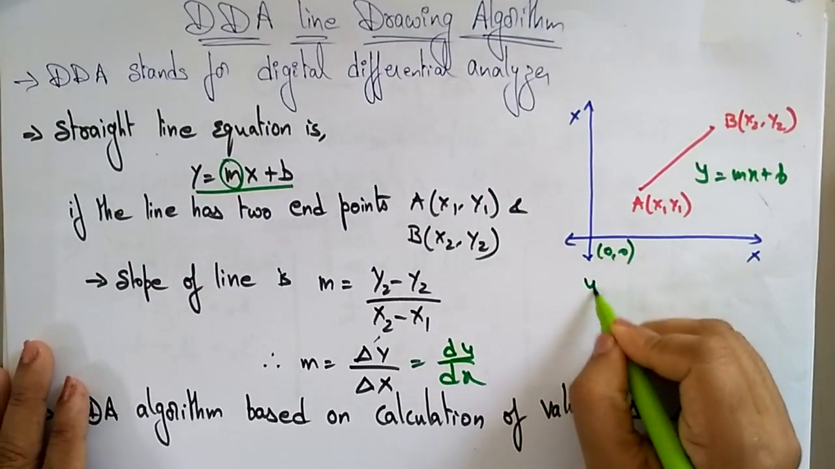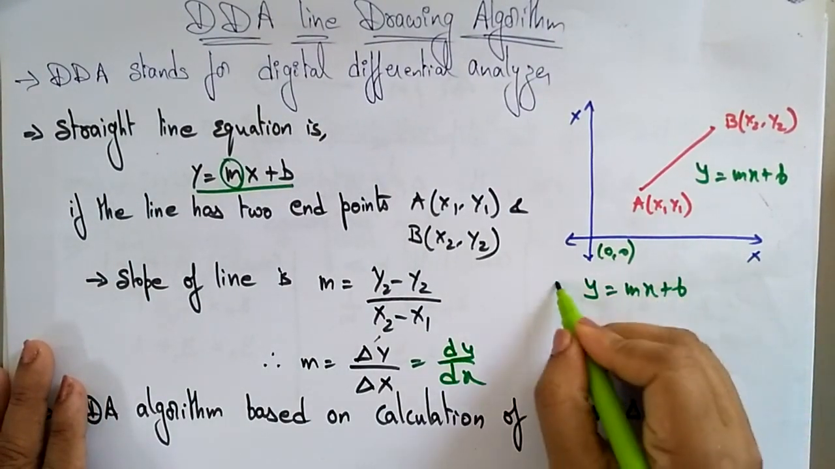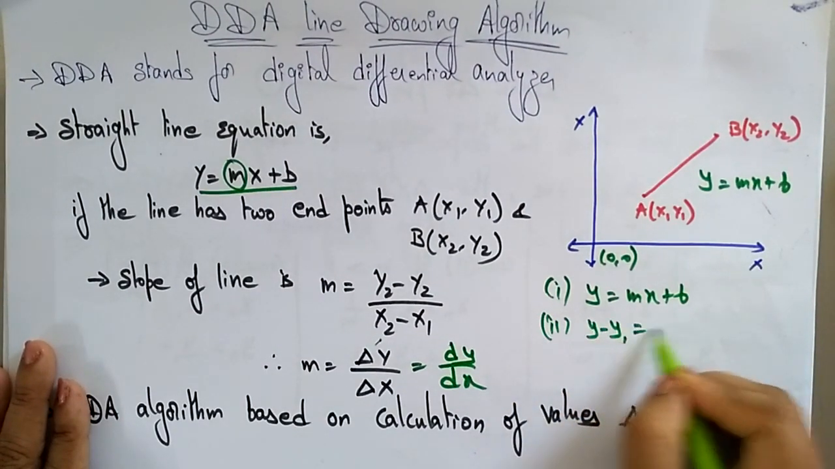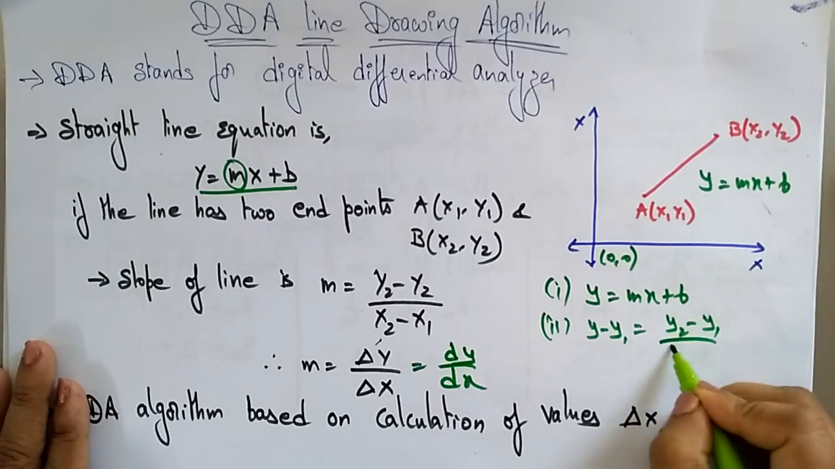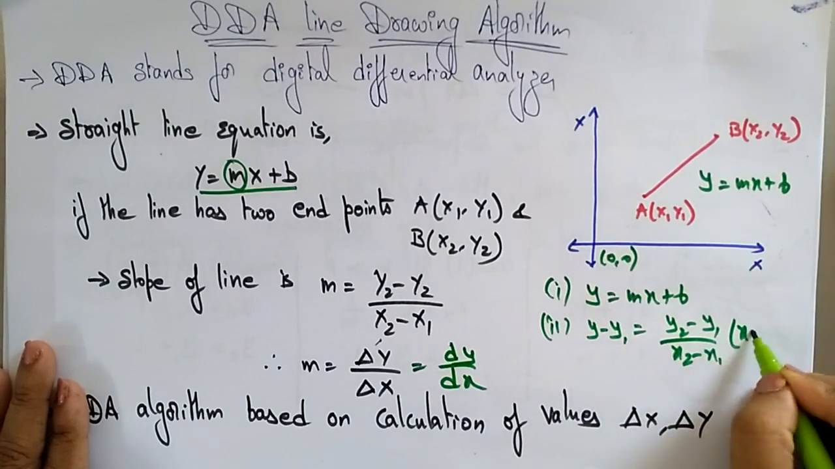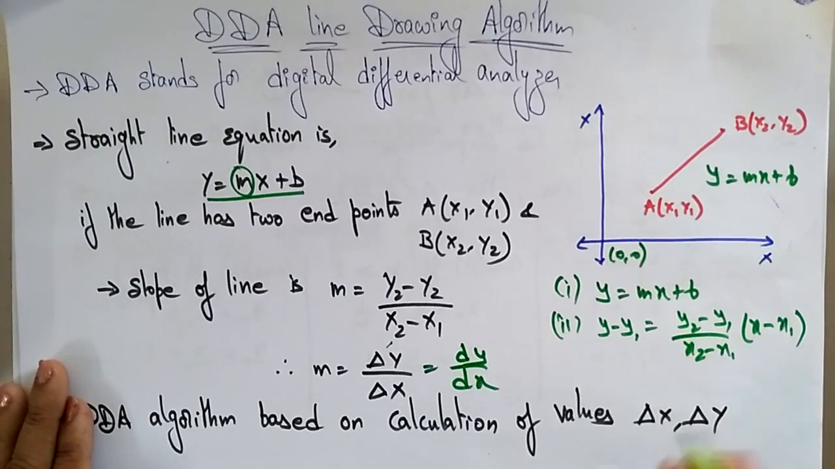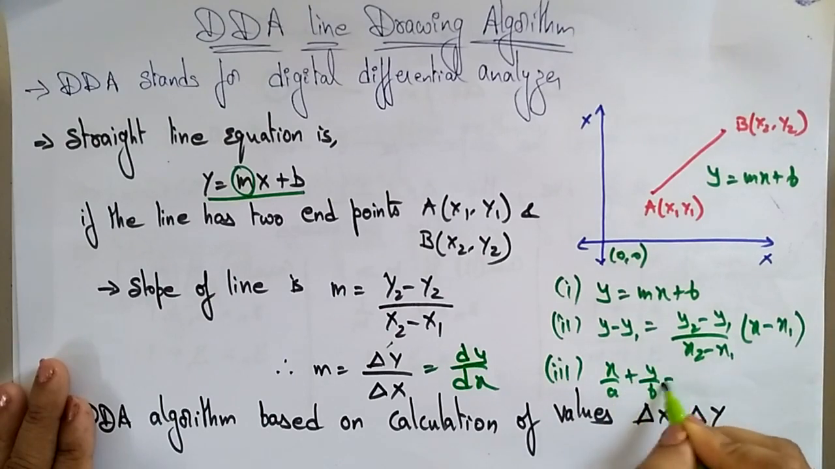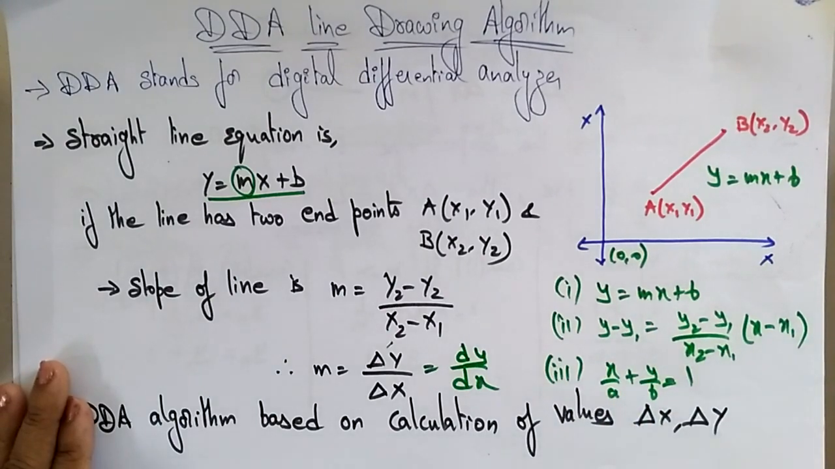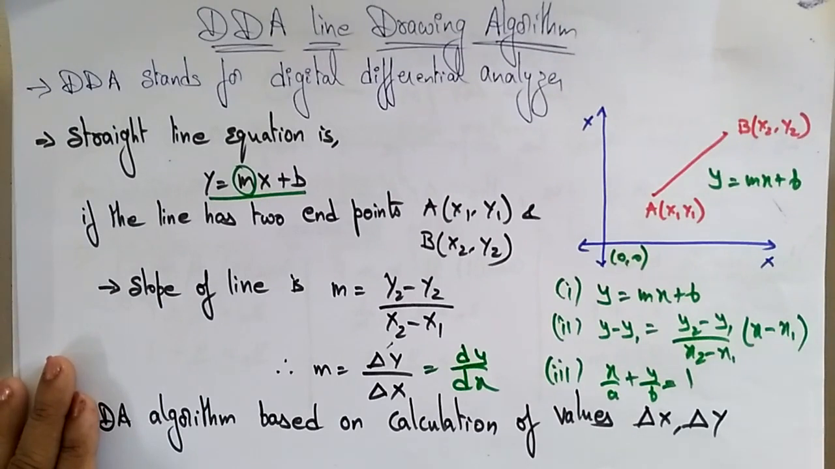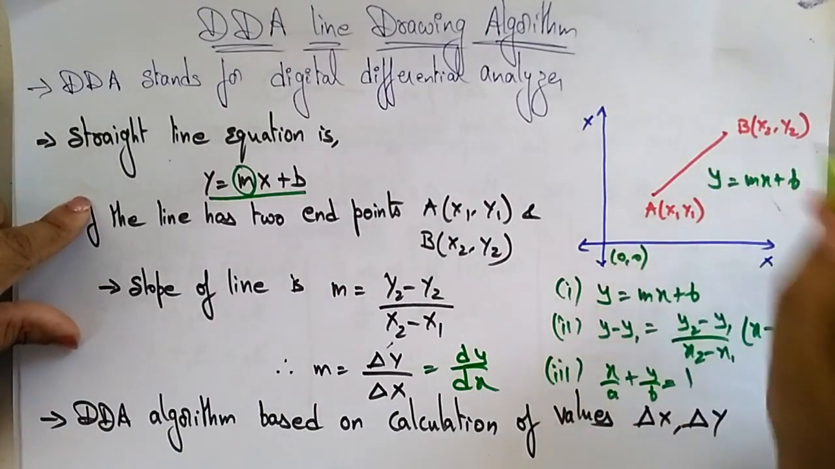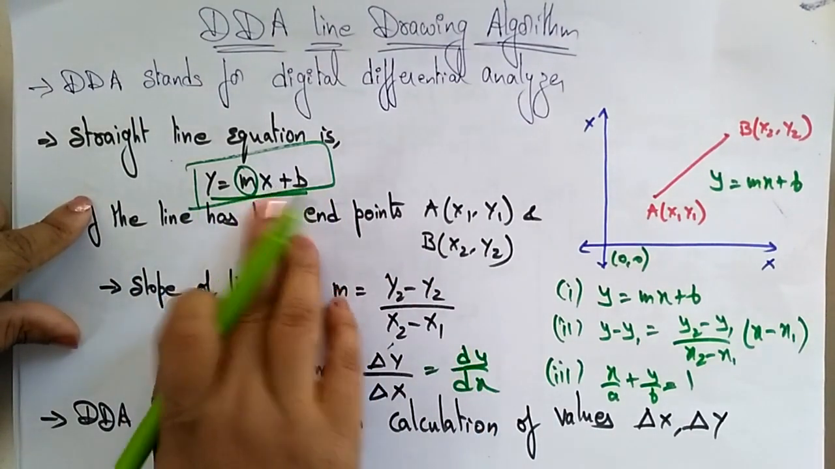We can write y = mx + b as one line equation, and another line equation is y - y1 = ((y2 - y1) / (x2 - x1)) * (x - x1). This is another type of line equation. And the third one, x/a + y/b = 1, means x divided by the x-intercept plus y divided by the y-intercept is equal to 1. Okay. So this is just a line segment with the line equation y = mx + b.